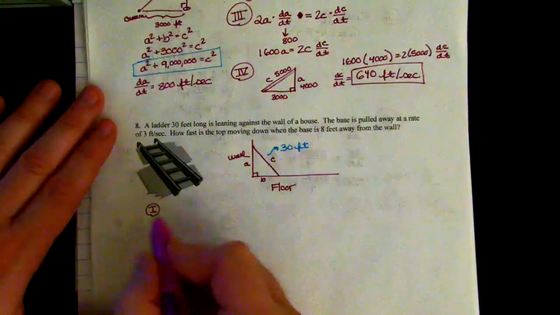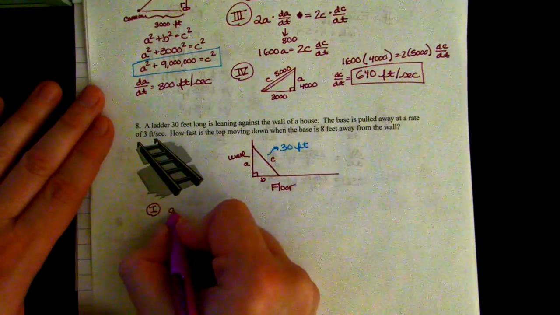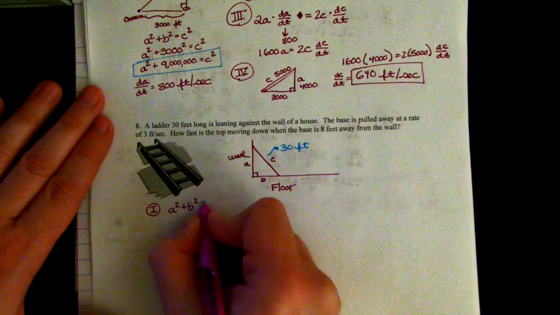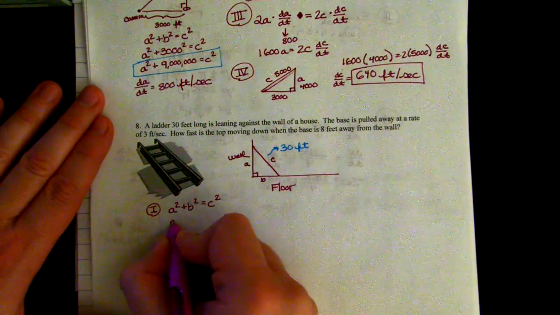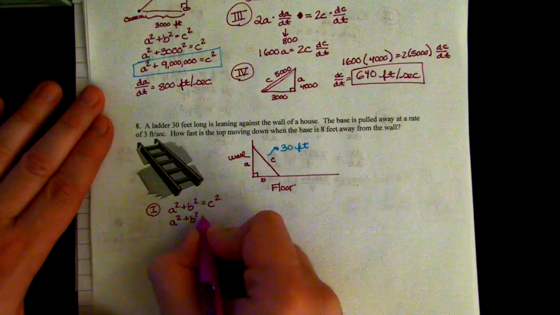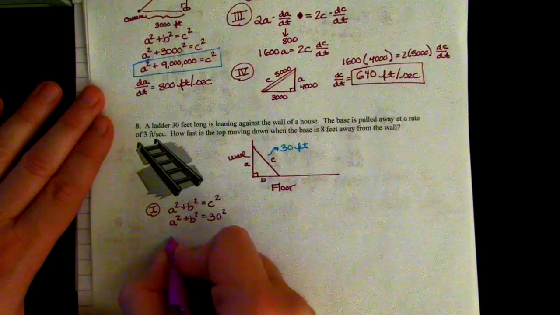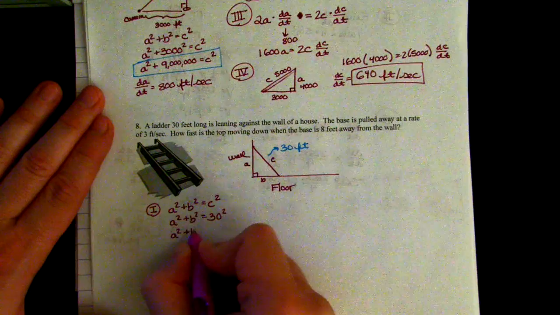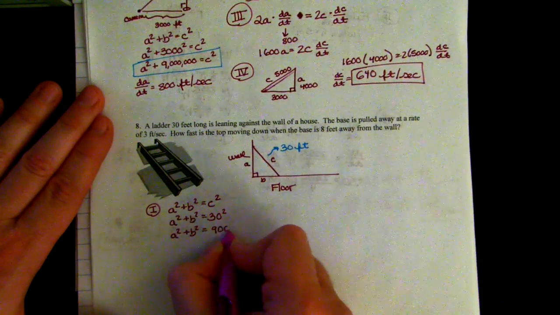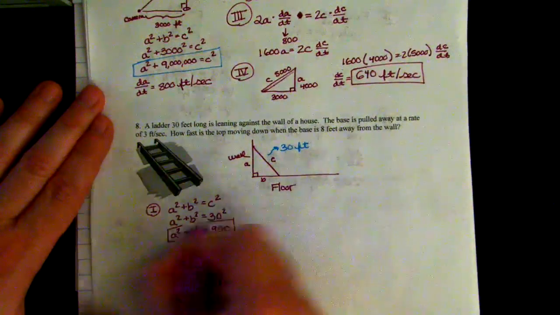Okay, so we're going to write out our Pythagorean theorem. I've got a squared plus b squared equals c squared, but again, that c is always 30, so I'm going to fill in that 30, which I'll then square. And I have a squared plus b squared equals 900. That's the formula I'm going to use.